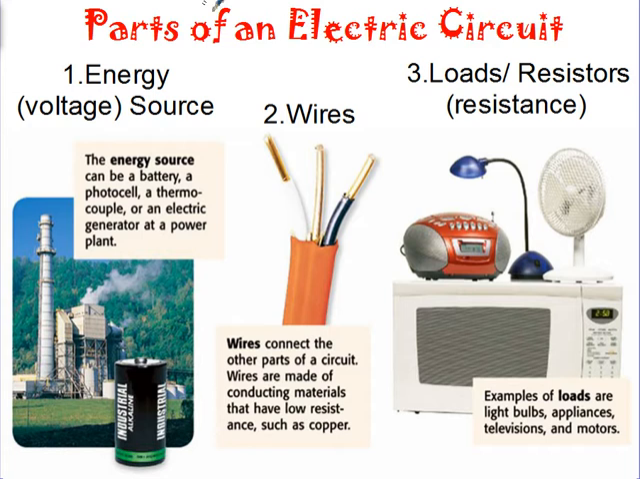The one that we are going to be calling two different things is this thing called loads or resistors. If it's a resistor, it means resistance. You should have learned that resistance stops the flow of electricity. The more resistance you have, the less current you'll have. These are going to be anything that you want to power. Your cell phone, your light bulbs, your radios, your lamps.